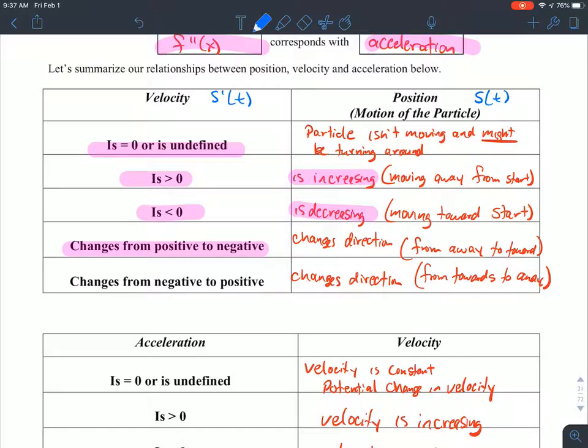Let me give you a visual. Let's say that something starts here and it's going in this direction. So this is where it starts. If it's changing from positive to negative, then that means it changed direction and it's going back to where it started. If it's changing from negative to positive, then it was going to where it started and it's changing direction and then going away from it.